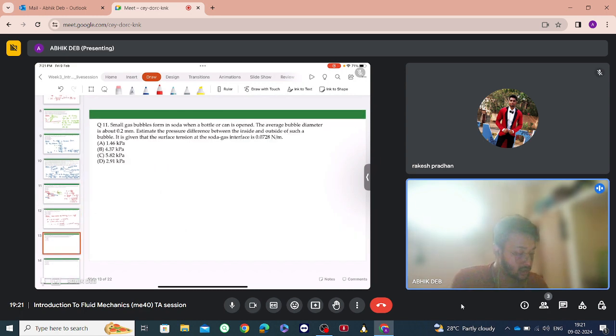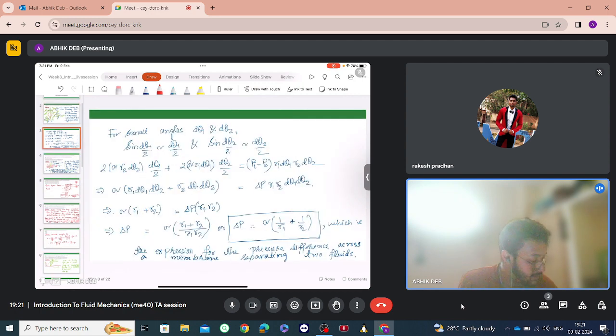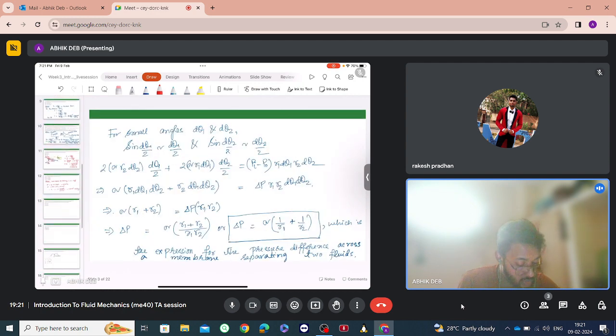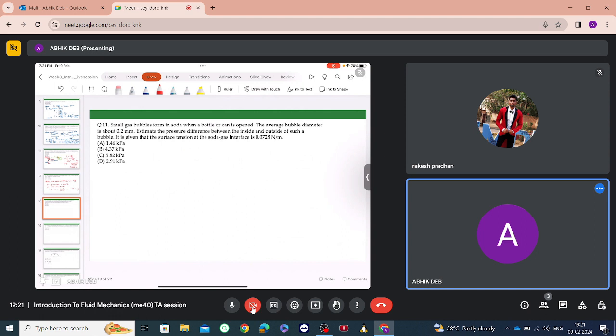So coming to the next problem, this is a problem related to gas bubbles. Using the derivation and the result that we have done initially, can you try to solve this problem? Just try to proceed with this problem for at least around 2 to 3 minutes.